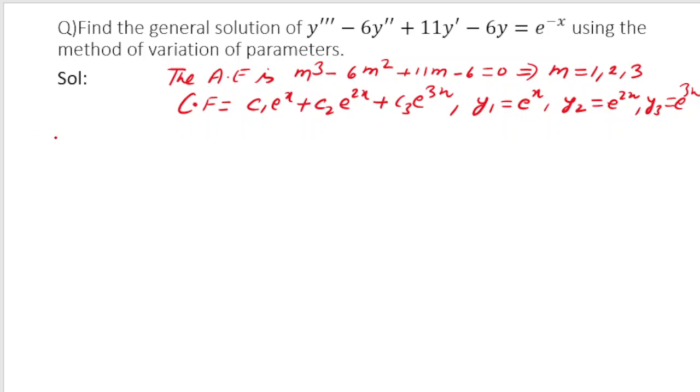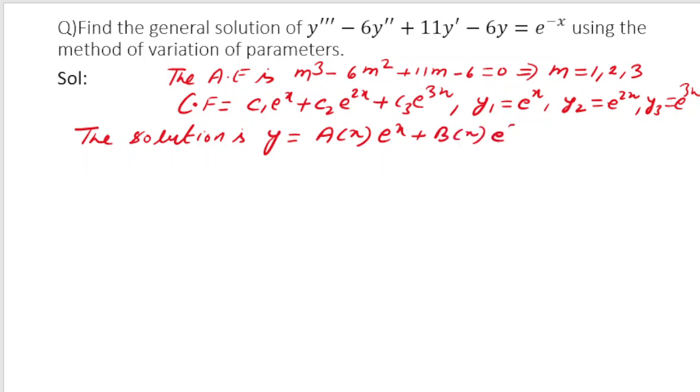Now to solve it by the method of variation of parameters, we assume the solution. So the general solution is y is equal to a(x), that I have to find, times y1, so e to the power x, plus b(x), that we have to find, times y2, that is e to the power 2x, plus c(x) times e to the power 3x, y3(x). Okay. Now r(x) we already know, that is e to the power minus x, right? So if you want to write it, you can write, but there is no need.